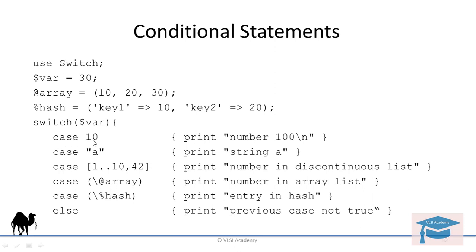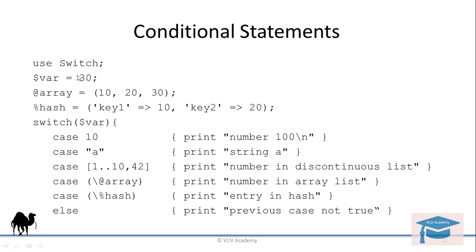So the first case is case 10. If the variable matches this value, then it will print number 100. If the variable matches a, it will print string a. If the variable matches this list, it will print number in discontinuous list. And if the variable value matches this array, then it will print number in array list. If the variable value matches the hash, it will print entry in hash. If none of them matches, then it will print the else condition. So in C you will have default here. Here it is else in Perl, and this is the closing parenthesis of this switch statement.